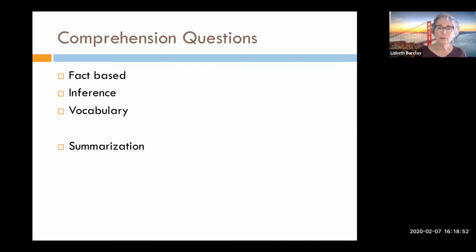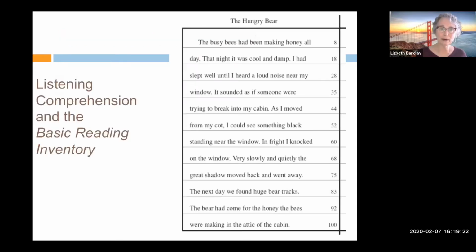So the comprehension questions in any good reading inventory should cover these things. They should be fact-based, but they should also be inference. Some of the questions need to have to do with inference. And we need to make sure that there's plenty of vocabulary and summarization also in those questions. And so let's take a look at some of the questions. Let's go back for just a minute. We'll look at the hungry bear.